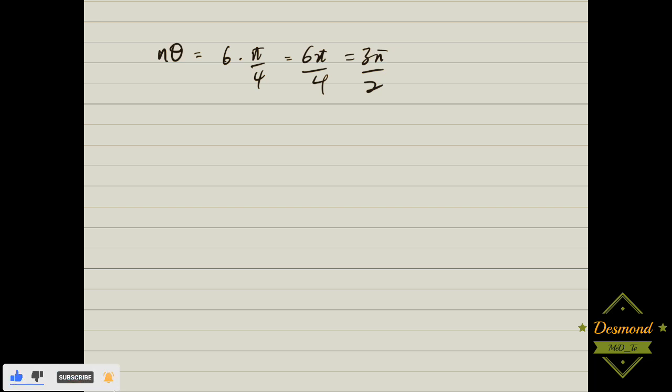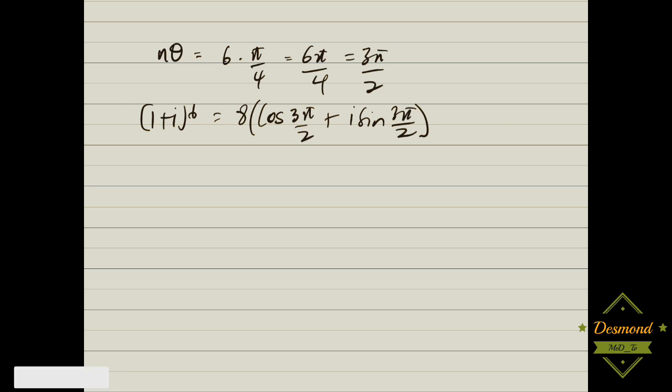Now we are done with that. So (1 + i)^6 should be equal to 8 (cos 3 pi on 2 + i sin 3 pi on 2). This is what we get. Now we have to simplify the trig expressions in them. To simplify that, let's take it one by one. So we have cos 3 pi on 2 and sin 3 pi on 2.